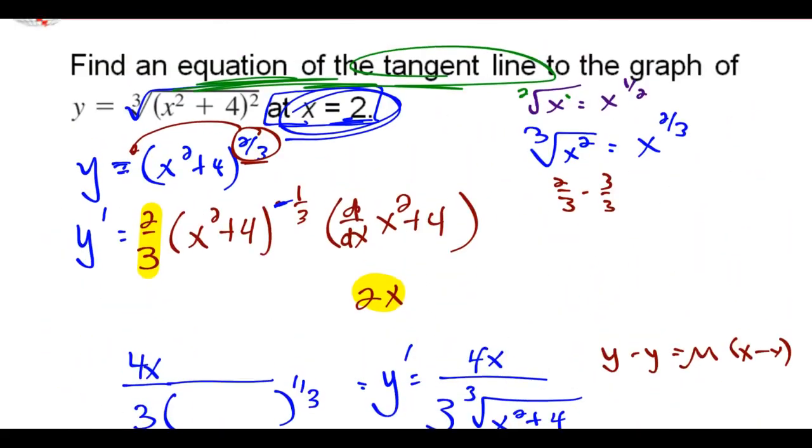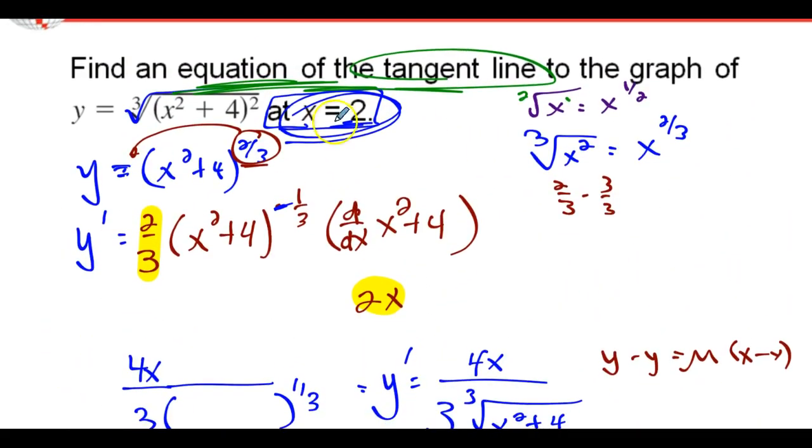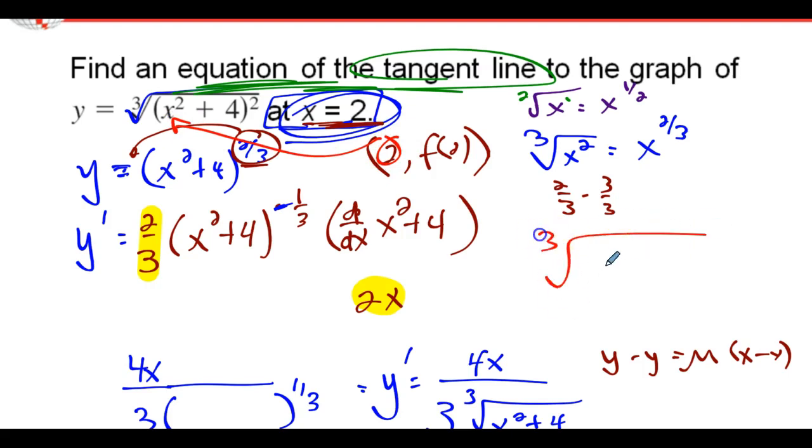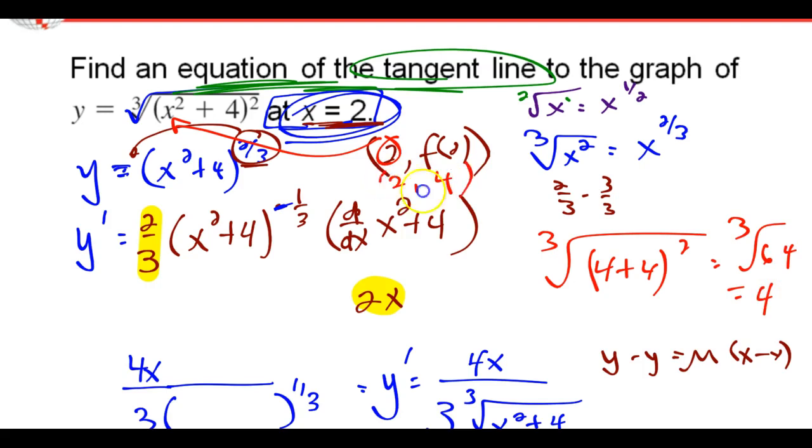So we need an x and a y. Unfortunately, we weren't given a y. We were given the x coordinate, but we don't know what y is. But you can find y by just plugging this 2 into the function. So let's just do that real quick. The cube root of 2 squared, which is 4, plus 4, squared. 4 plus 4 is 8. 8 squared is 64, and the cube root of 64 is 4. So I think I just found the point, 2 comma 4.